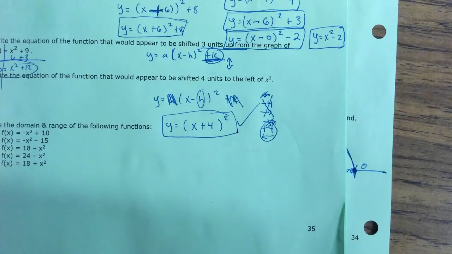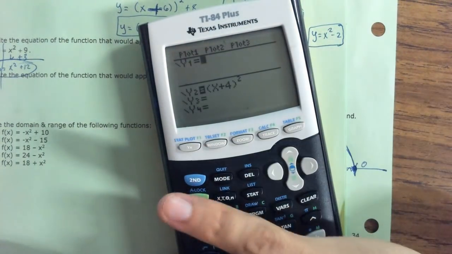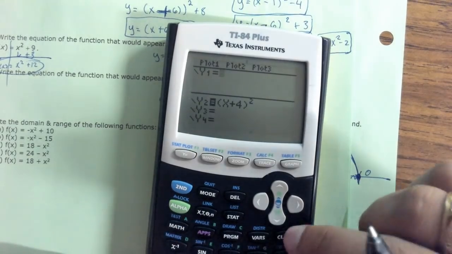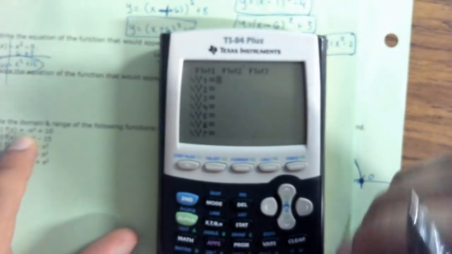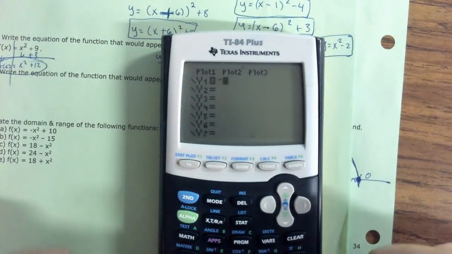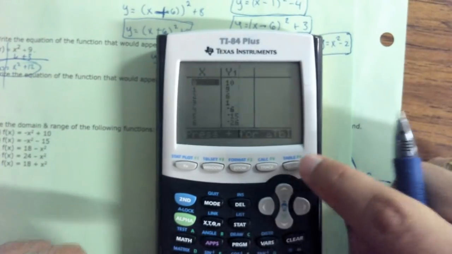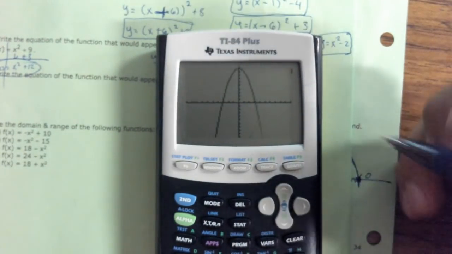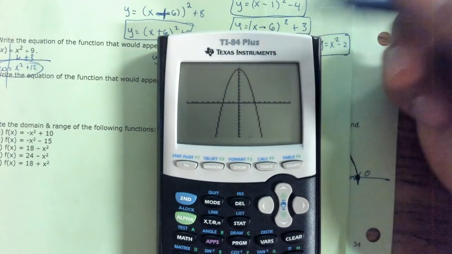Next one, state the domain and range of the following functions. I'll do just a few of these. I won't do all of them. First one, negative x squared plus 10. So I'll go to my graph. It's a parabola that's upside down. The very tip top of this is going to be 10.